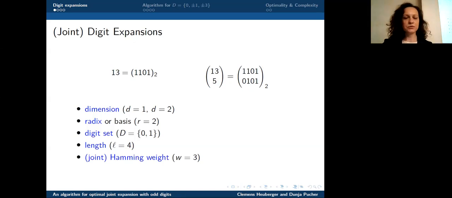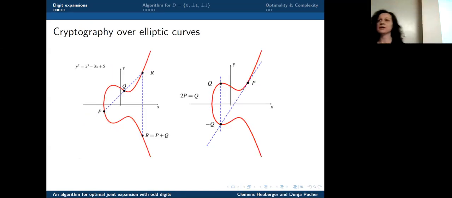And now I will show you how this can be used in cryptography. For example, in cryptography over elliptic curves, here we have 2 sketches of the same curve. The left sketch gives us a visualization of point addition. If we have points P and Q, 2 distinct points, and Q is not the inverse of P, then if we draw a line which connects these 2 points, this line will also intersect the elliptic curve in one more point. We reflect this point on the x-axis, and we get P plus Q. So this is point R.